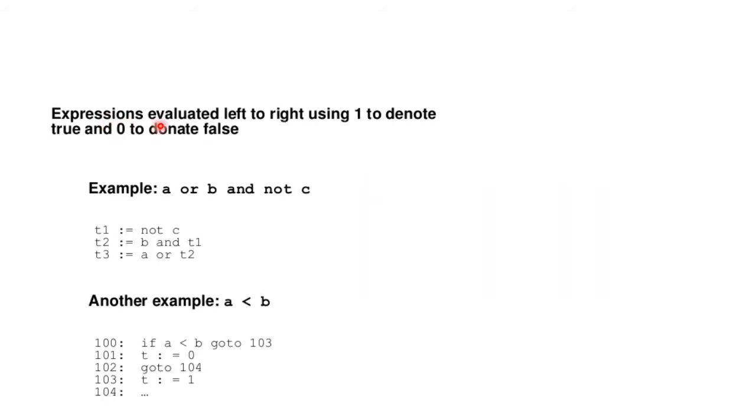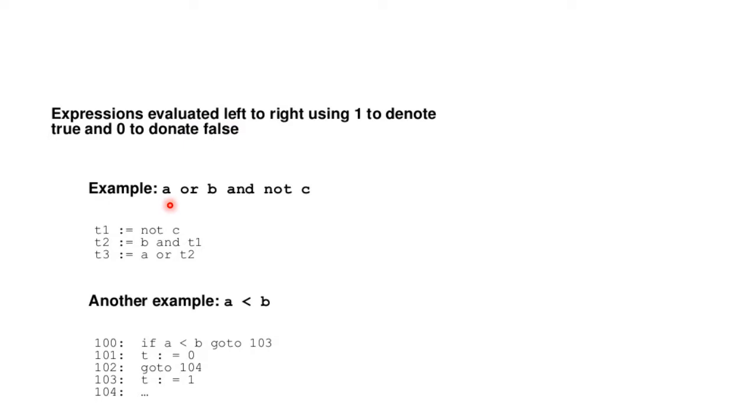We know the intermediate representation corresponding to Boolean expression. Now let us see how translation scheme, syntax directed definition, can be used to implement three address representation corresponding to Boolean expression. Expressions are evaluated from left to right. 1 denotes true and 0 denotes false.